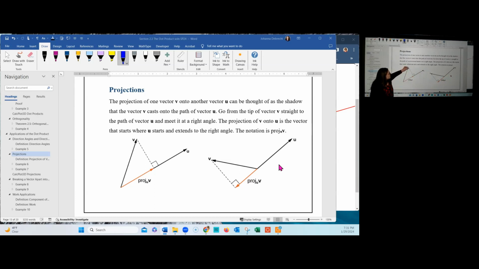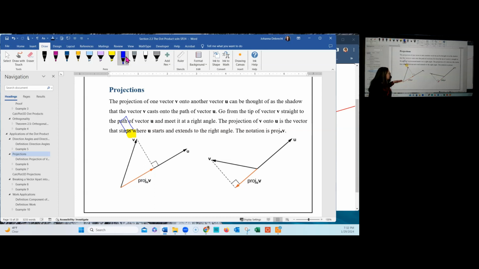Notice also that this connecting vector between the tip of v and the vector u is at a right angle, and that the projection of v onto u is like shining a flashlight. You've got a flashlight like this, and it's shining light down. When it shines light down, it casts a shadow of the vector v onto the vector u. And that's what the projection of v onto u is.